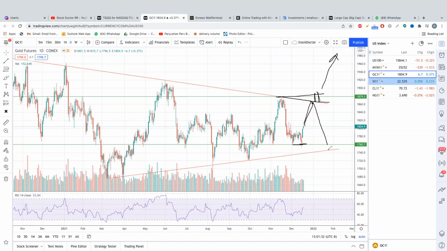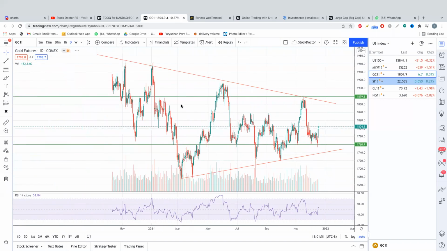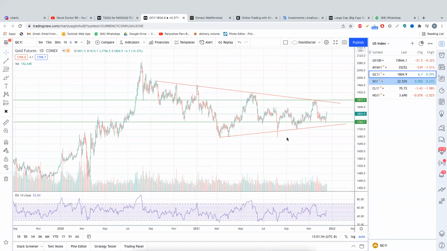Now, on the opposite side, once gold starts trading below 1,740, or you can say 1,720 levels, then there is a lot of downside in gold. We are not going to talk about that downside now, because we will see in the next week's review what it is going to do.